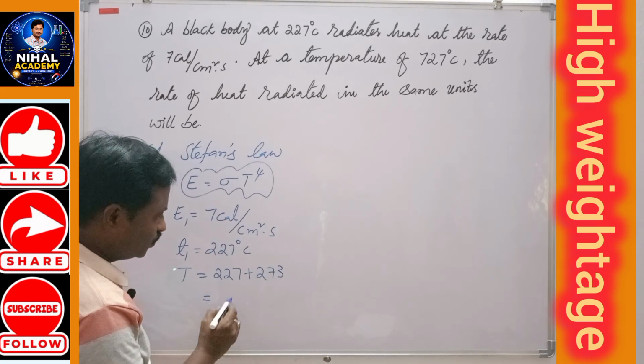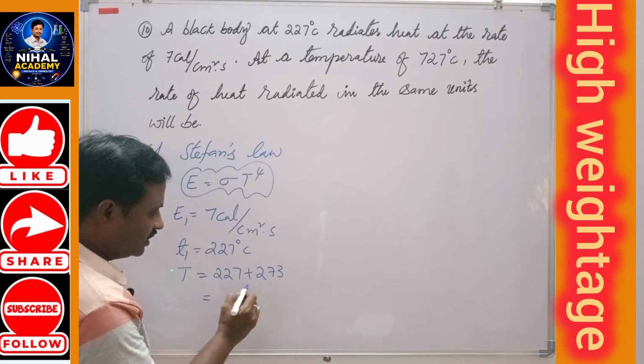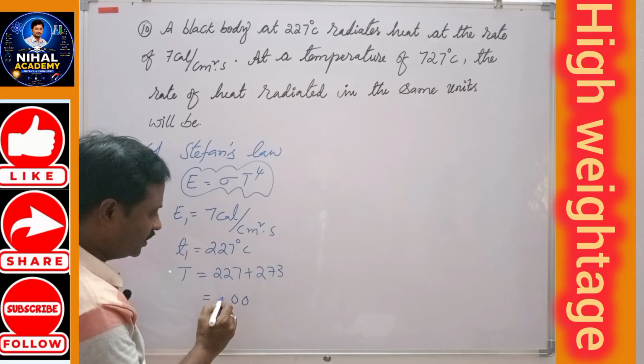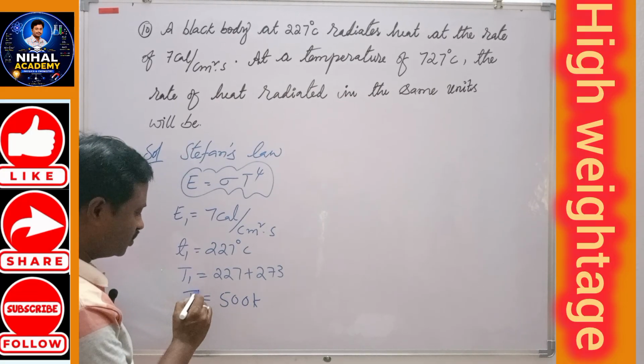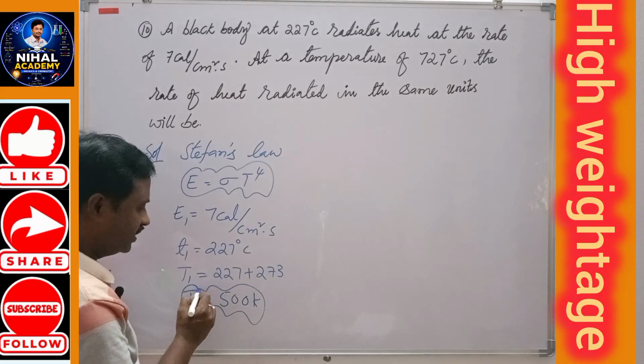So if you add these two, 7 and 3 is 10, and 2 plus 2 is 4, plus 1 is 5. So 500 degrees Kelvin. So this is T1. So T1 is equal to 500 Kelvin.